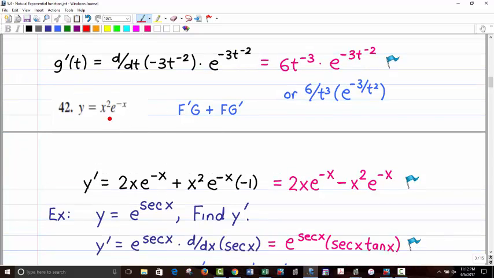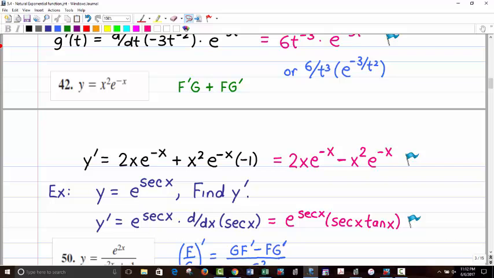All right, here's one that's going to be a product rule. X squared times e to the negative x. So I just kind of wrote the product rule there. And so we've got f prime, the derivative of x squared will be 2x times g, which is e to the negative x, plus x squared, and then which I've already explained a minute ago, the derivative of e to the negative x is actually negative e to the negative x. Here I just have it written like this.